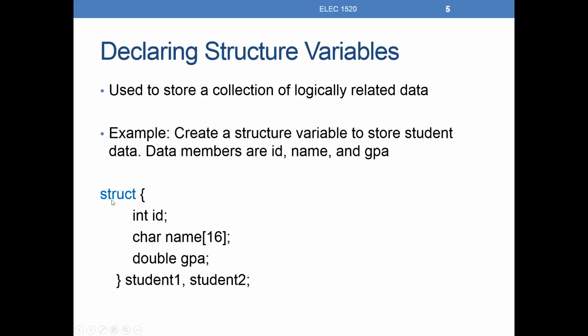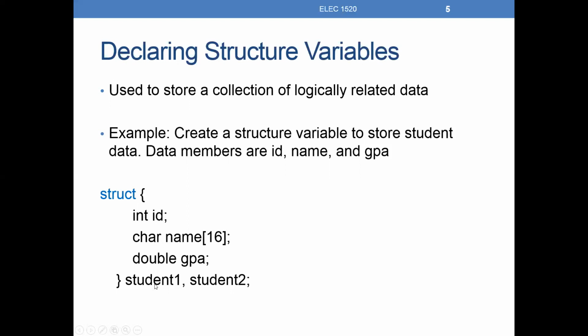Well, we start with a keyword struct, and then we put everything inside curly braces here. And then we can put as many data members as we need in here, and we can declare them in any order. When we declare them, just like declaring any other C identifier, it has to have a data type and a name. So ID is of type int. Name is an array of 16 chars, and GPA is of type double.